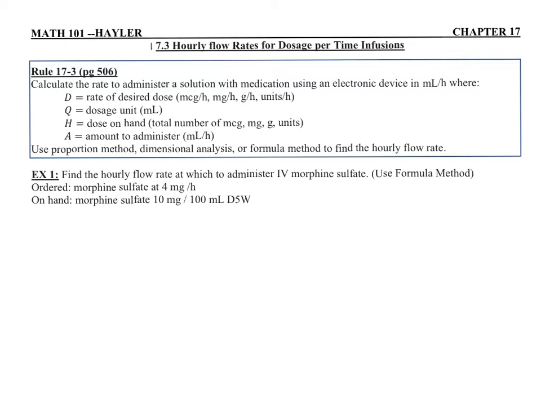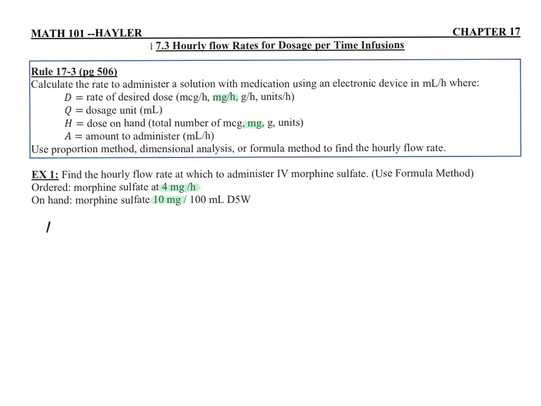Alright, so we're asked to use the formula method, so what we're going to go ahead and do is first see if we need to convert any of the units. Well, we have the desired dose is 4 milligrams per hour, and we can have milligrams per hour, that's fine. And the dose on hand is milligrams, which we can have as well. So we don't need to convert any of the units. Alright, so all we're going to do now is go ahead and calculate.